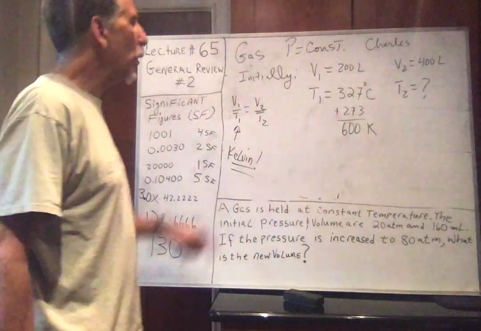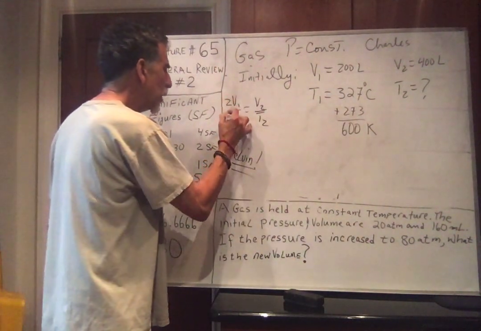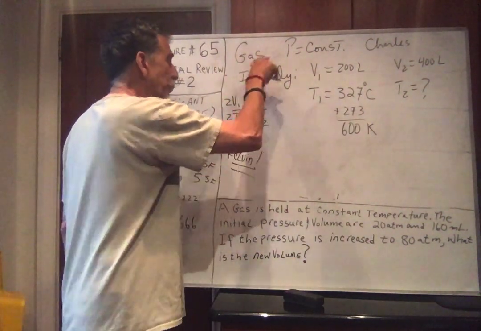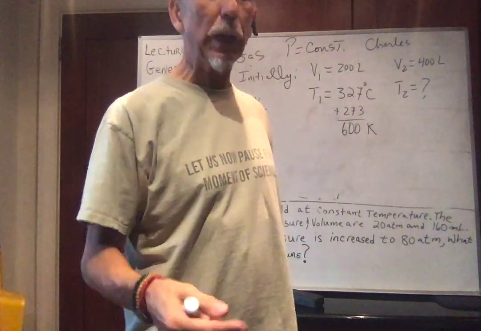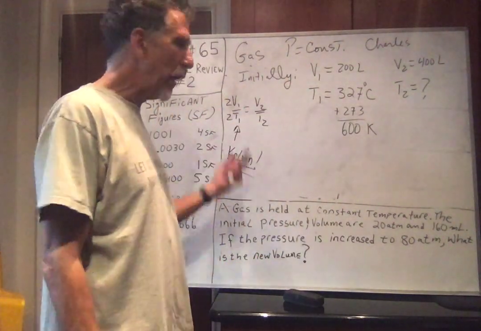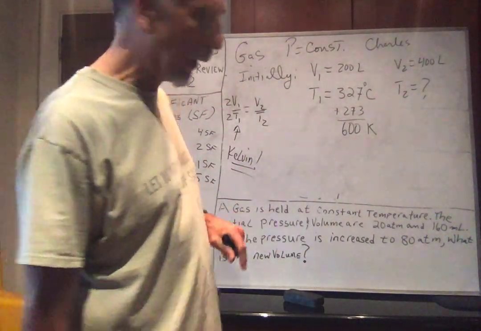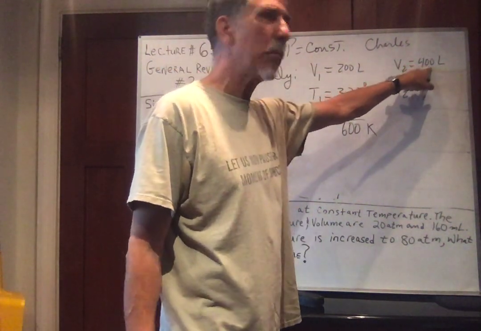Okay, now I doubled the volume. So if I double the volume, I have to double the temperature, right? Charles' law, like the law of Gay-Lussac, is a direct relation. If you double the volume, you double the temperature. If you halve the volume, you halve the temperature. It's a direct relationship. So here, 200 liters to 400 liters, I've doubled it.